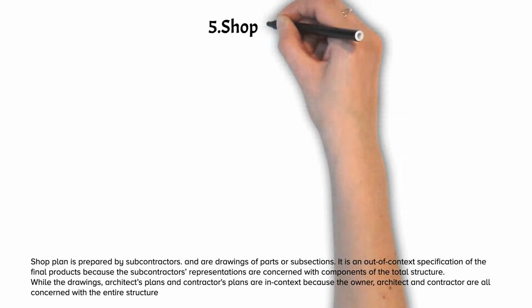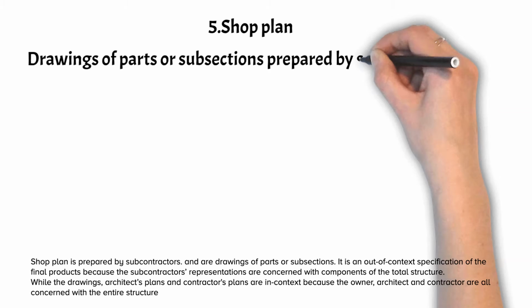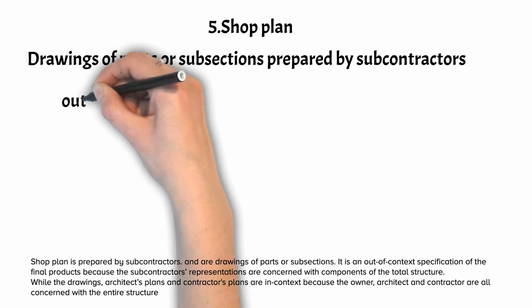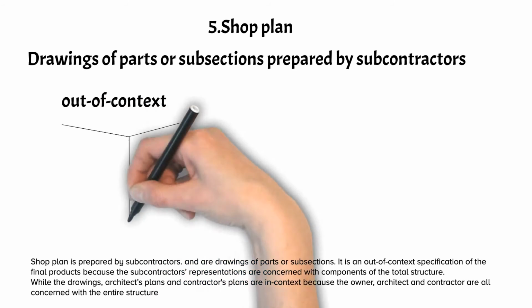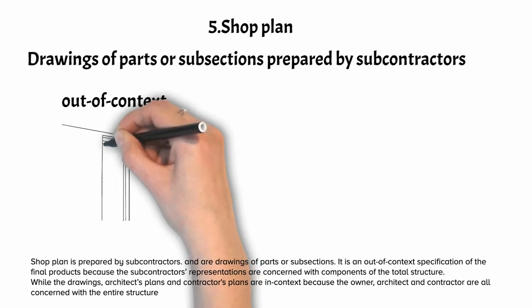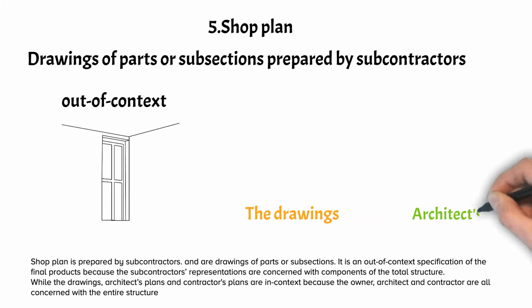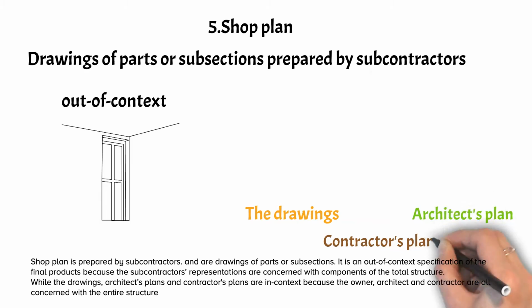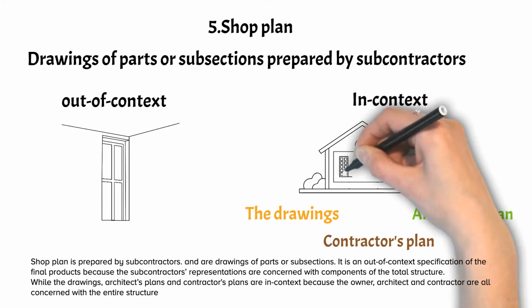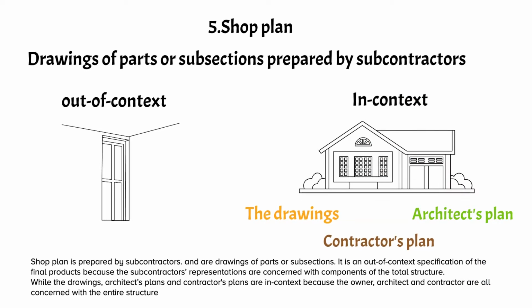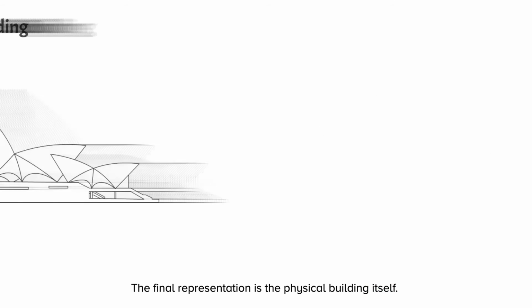requirements. The shop plan is prepared by subcontractors and consists of drawings of parts or subsections. It is an out-of-context specification of the final product, because the subcontractors' representations are concerned with components of the total structure. While the drawings, architect's plan, and contractor's plan are in context, because the owner, architect, and contractor are all concerned with the entire structure. The final representation is the physical building itself.